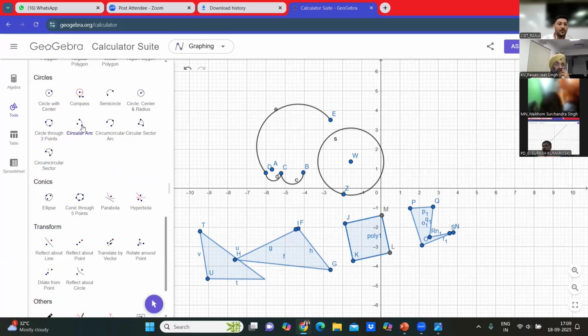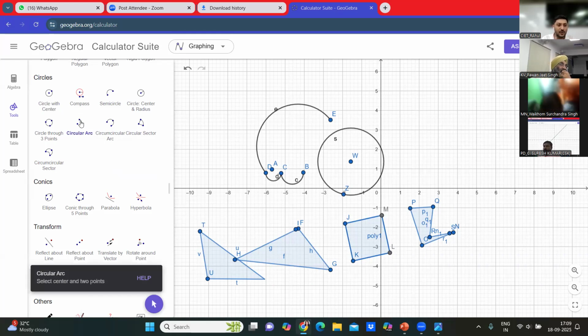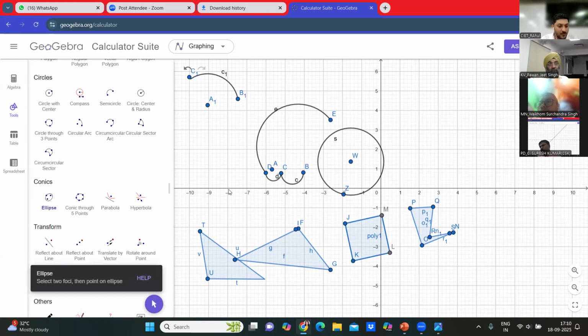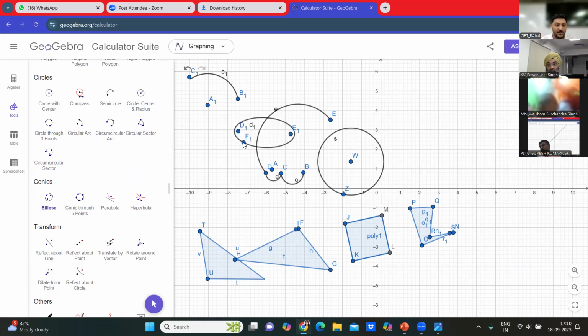If we want a circular arc, select the center and 2 points. And we got a circular arc. So participants, in this way we can draw conic, ellipse, conic through 5 points, and parabola, hyperbola. Select 2 points and we got an ellipse.